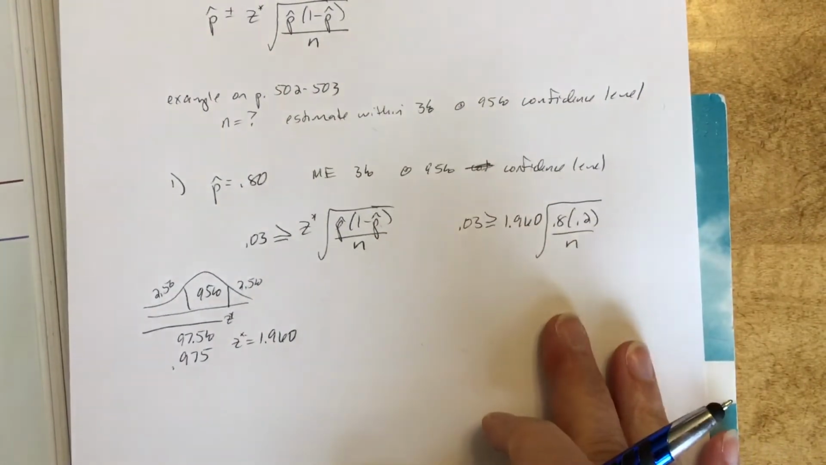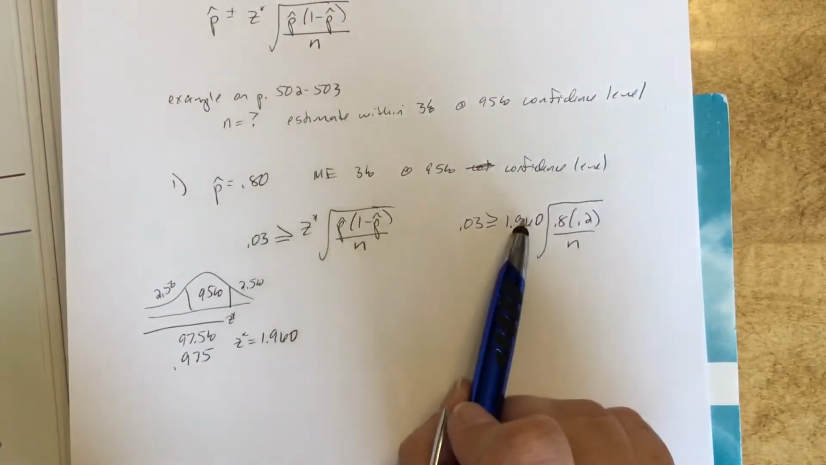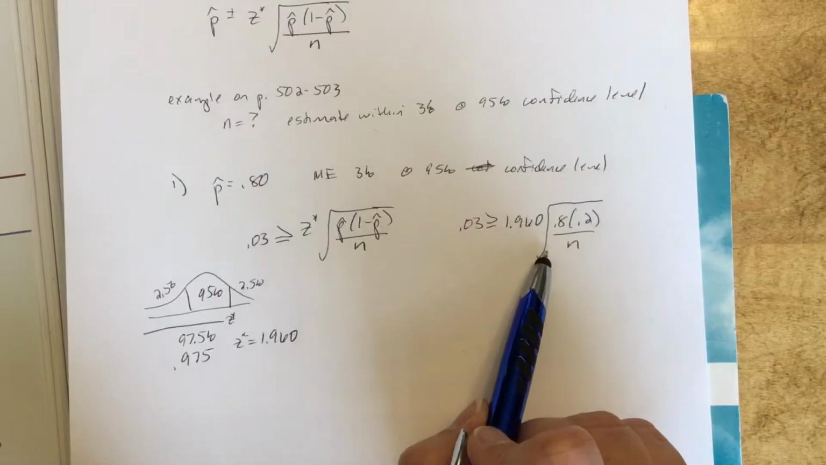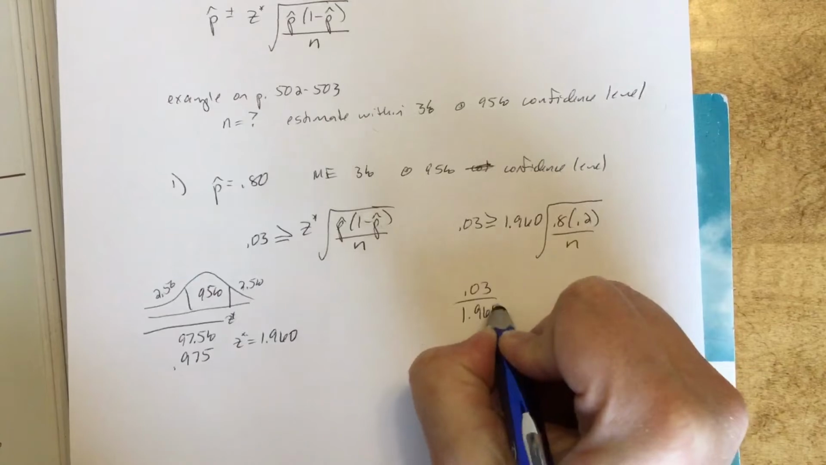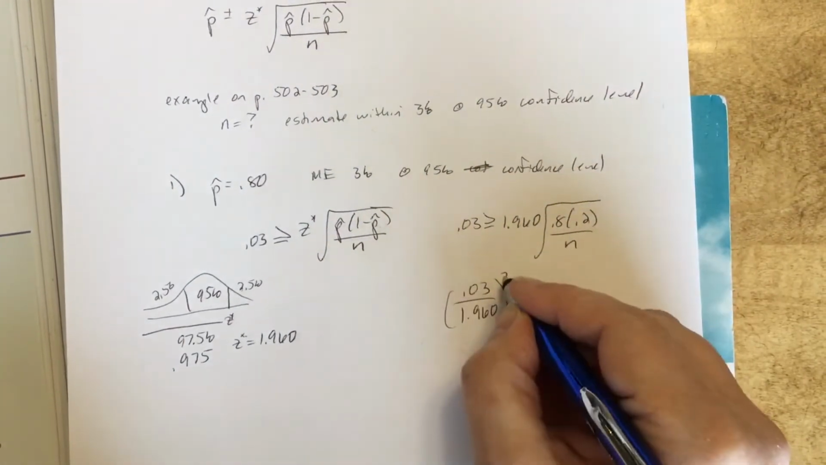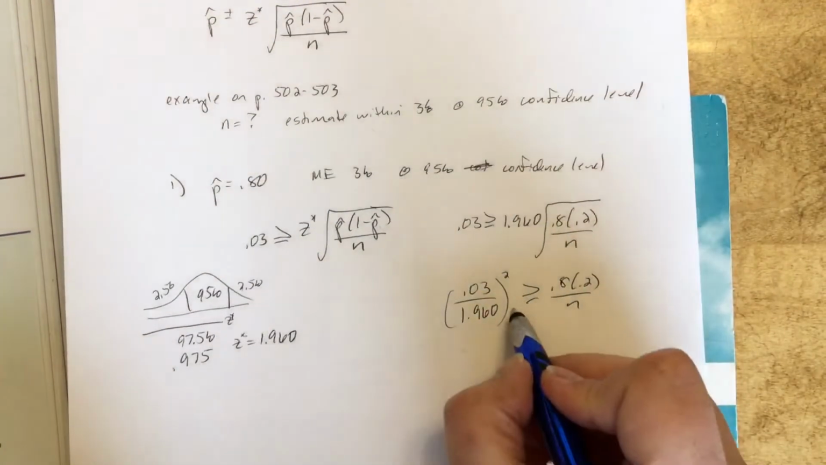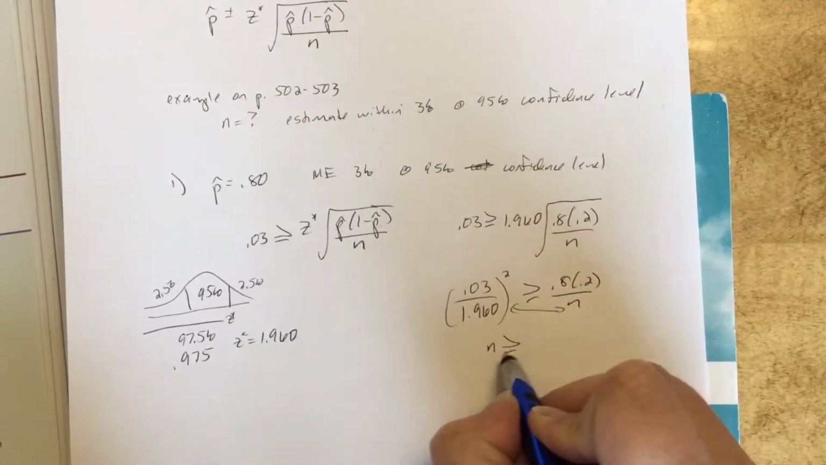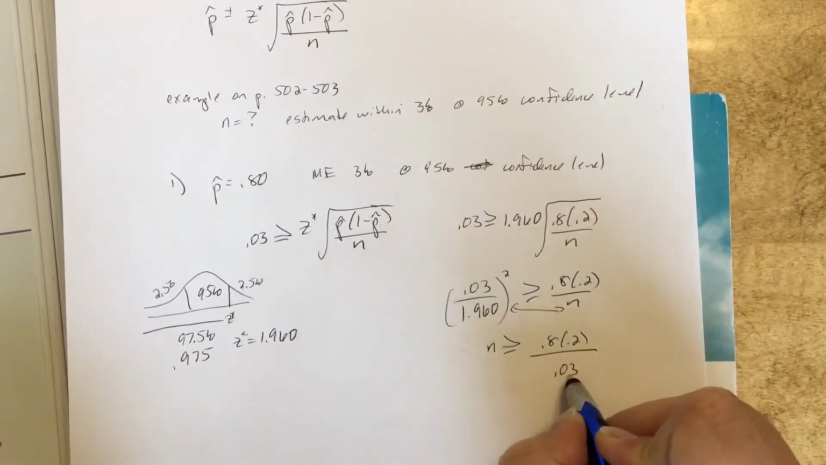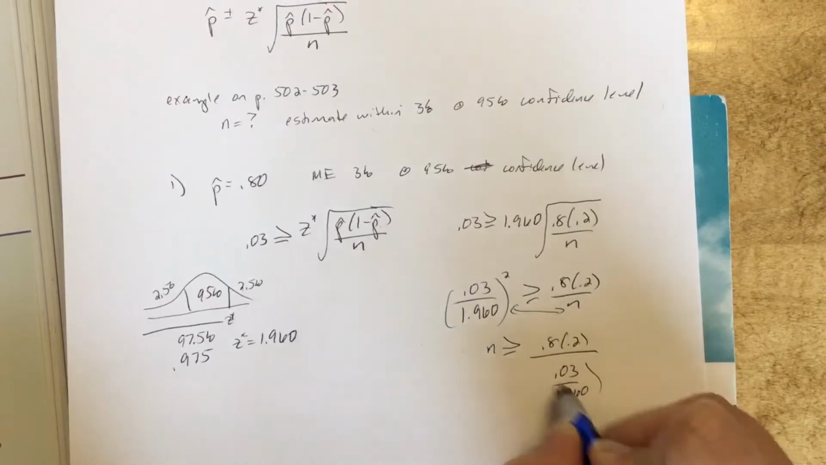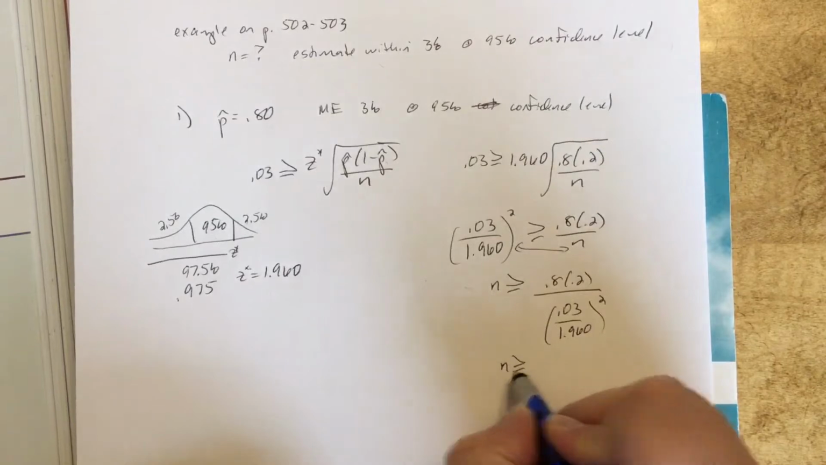So now all I've got to do is solve for n, okay? A little bit of algebra. I've got to divide, then I square, and then I divide. And then to get rid of that square root, I square, so I end up with that, okay? And then I can just switch all this. So n is going to be greater than 0.8 times 0.2 all over this quantity squared, okay?